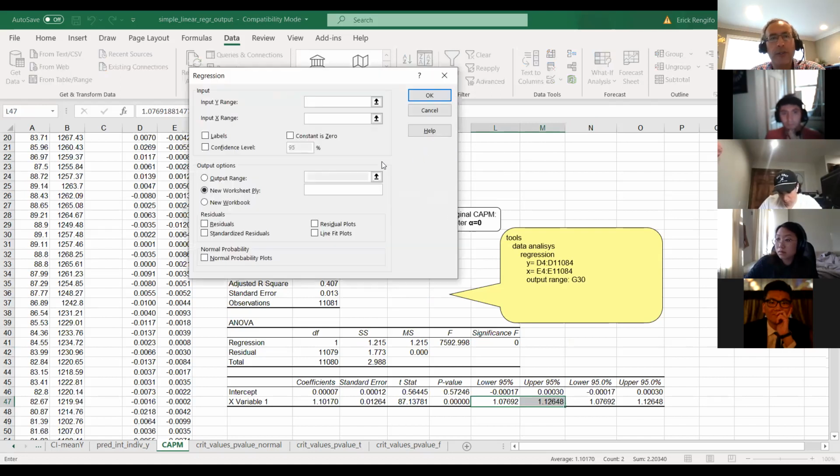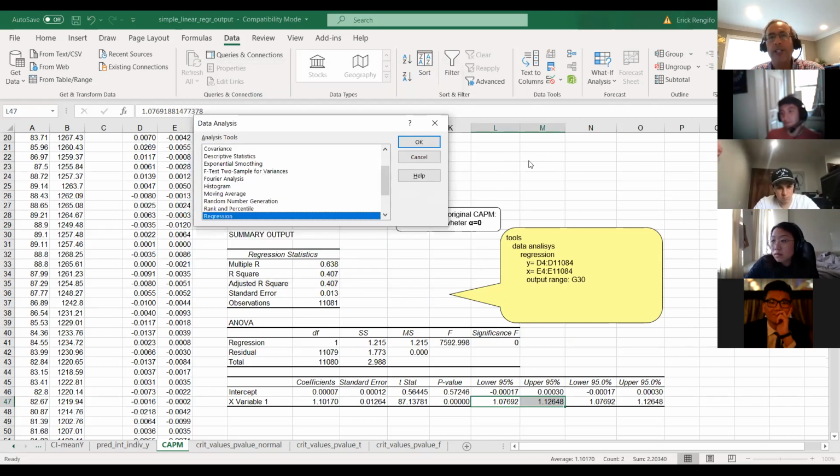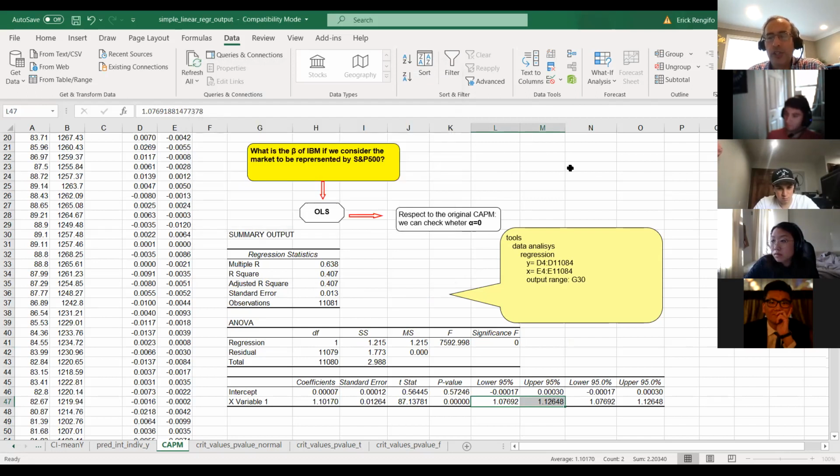If you go to the regression, here is where you can put your confidence level. You can change this to 90, 99, whatever you want here. You see my Excel? Yes, thank you. Okay, perfect. Okay, guys, questions, so we can continue moving. No? Okay.